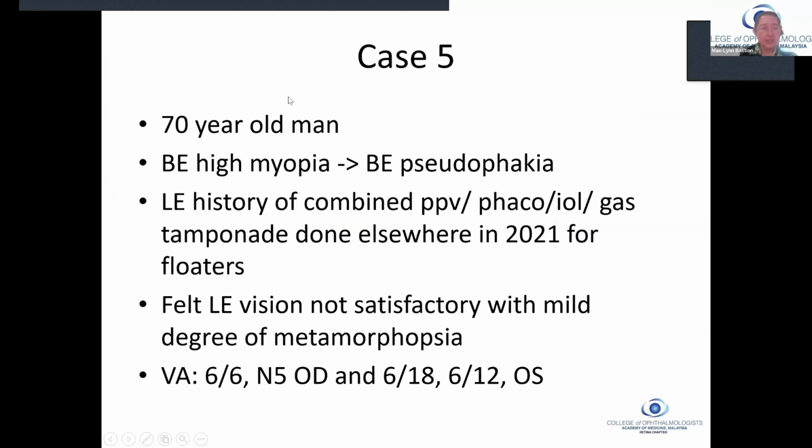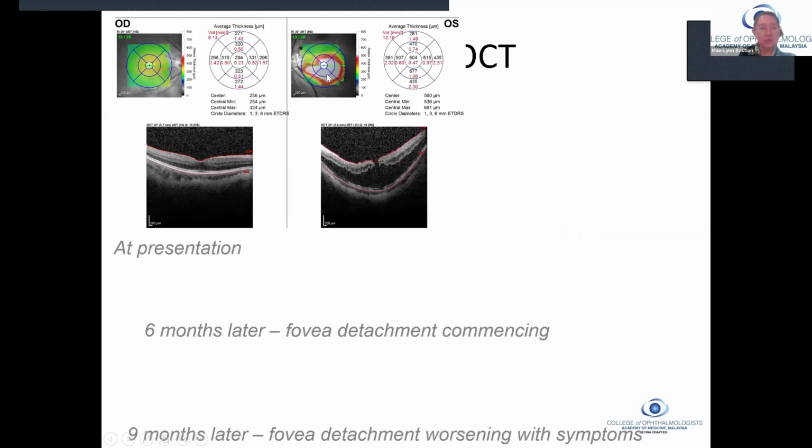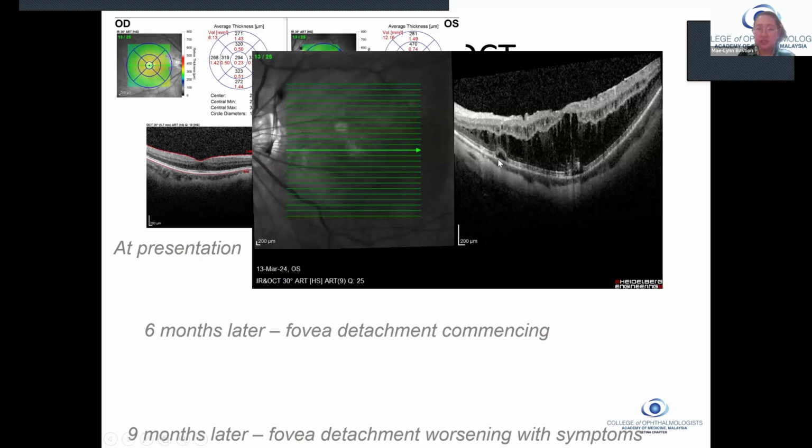The last case is another patient who more recently came to me, again having had floaters done elsewhere. We felt that most likely the posterior vitreous was not totally removed because some of it could be seen at the optic disc. And the foveal schisis at presentation did not immediately prompt me to do any surgery for him. He had no other symptoms and vision was good. But 6 months later, it was noticed that he was getting foveal detachments in a parafoveal location and something happening at the fovea as well.